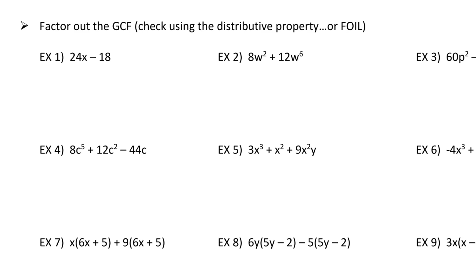Hey guys, so in this video we're going to talk about factoring out a GCF. Factoring out a GCF is just going to be the opposite of distributing. So if we had something like, for example, 6 times 4x minus 3.